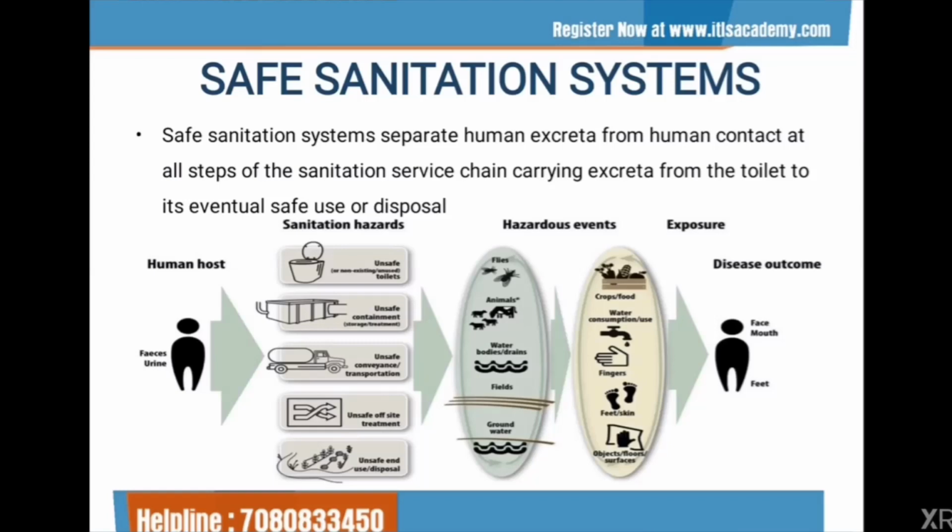Next one is the safe sanitation system. It is also a part of a good hygiene management system. A safe sanitation system separates human excreta from human contact at all steps of the sanitation service chain, carrying excreta from the toilet to its eventual safe use or disposal, which can resist many hazards that may arise due to unhygienic conditions if a proper sanitation system is not maintained.